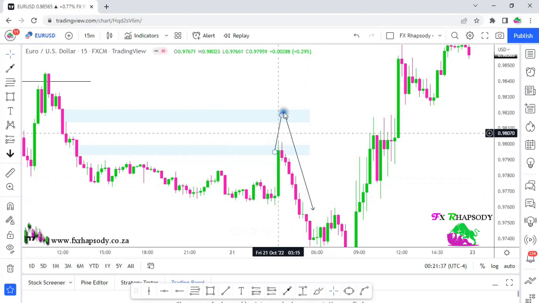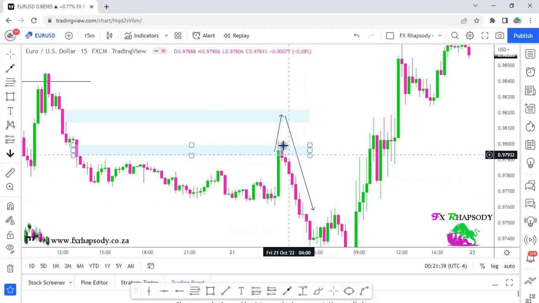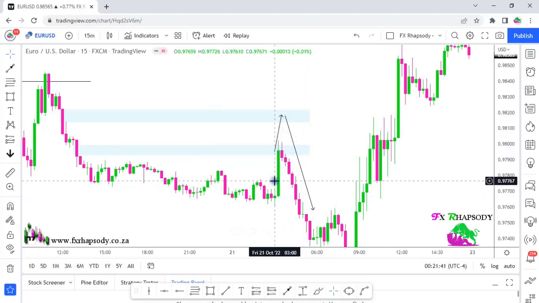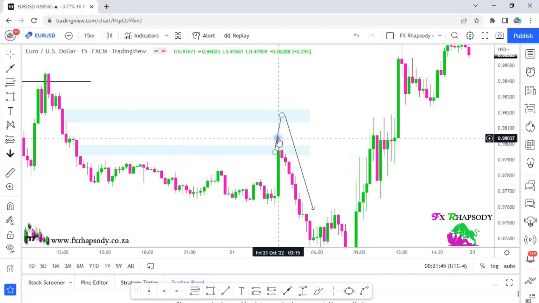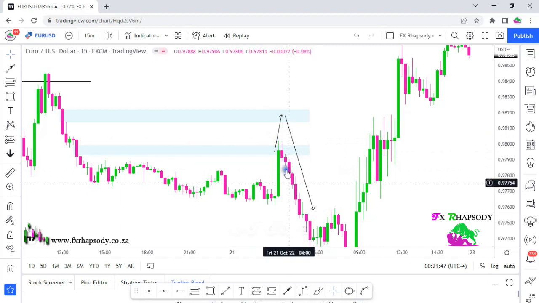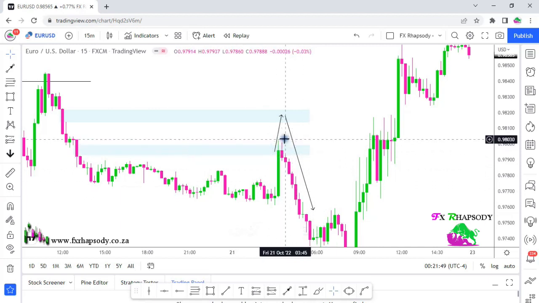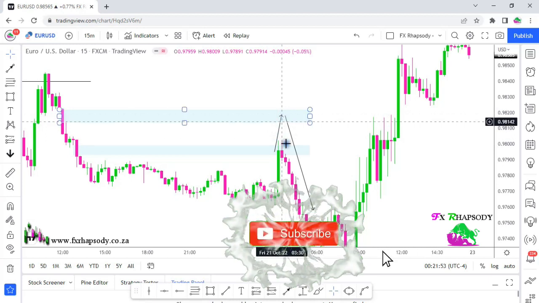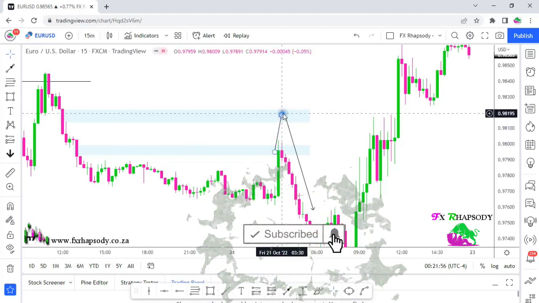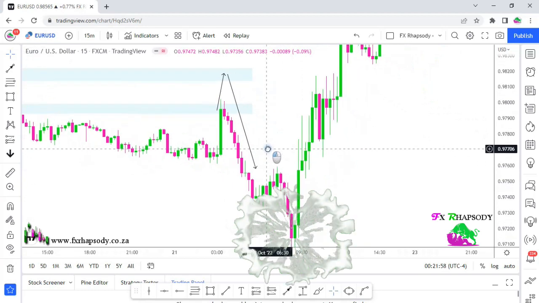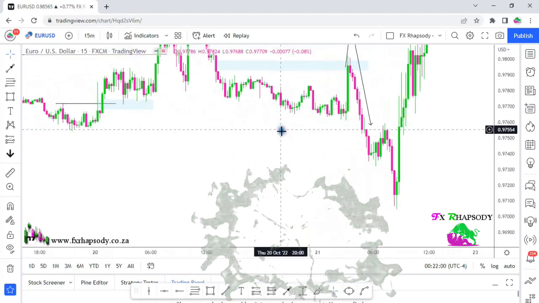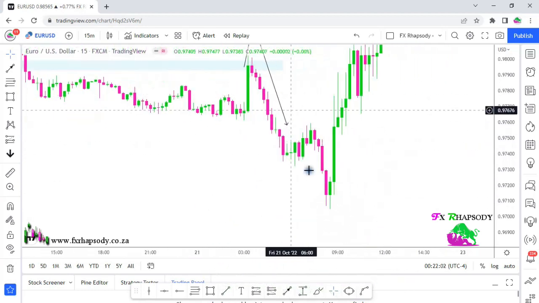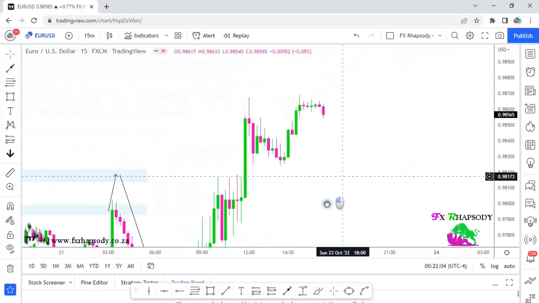So if you wanted to trade this one, you would have had a sell order over here with a nice little tight stop loss, and then going down. If price hit your stop loss and went up to the first one, you wouldn't have a big loss. Then price started pushing down again. Let's just have a look. Price just went down and then started going up all the way.